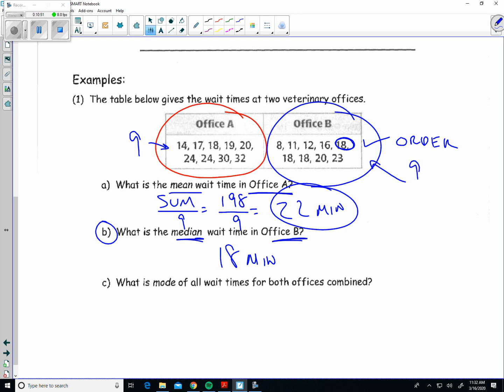And then finally, we're asked for the mode, but not just of one of the offices, of both of the offices. By far, if you start to look, we got 18, 18, 18, 3 times in Office B, and we also got 18 over here in Office A. So the mode happens 4 times, guys. And of course, that 4 times would be the most popular. And that one, again, is 18 minutes.